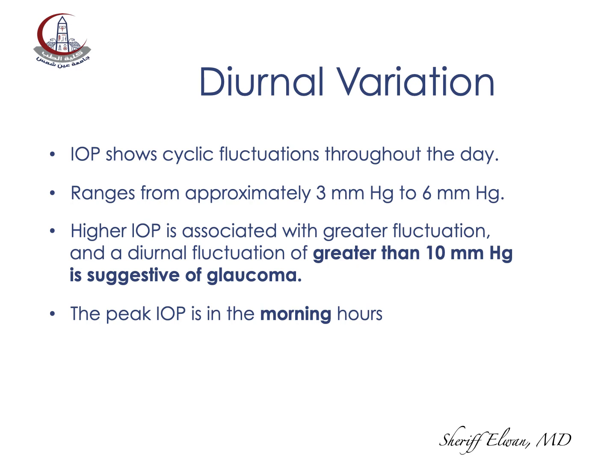Diurnally speaking, the intraocular pressure shows a cyclic fluctuation through the day that ranges from approximately 3 millimeters of mercury up to 6 millimeters. The higher intraocular pressure is associated with greater fluctuation, and a diurnal fluctuation of greater than 10 millimeters of mercury is suggestive of glaucoma, and the peak intraocular pressure is in the morning hours.